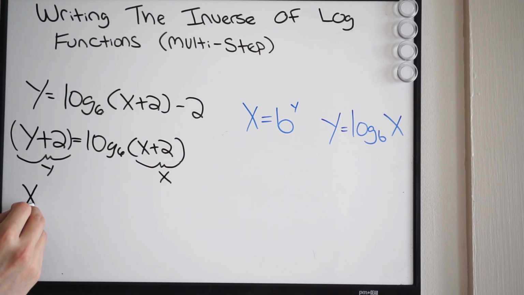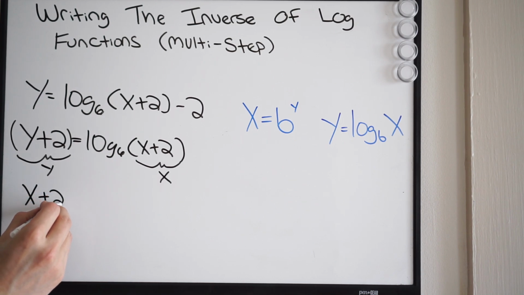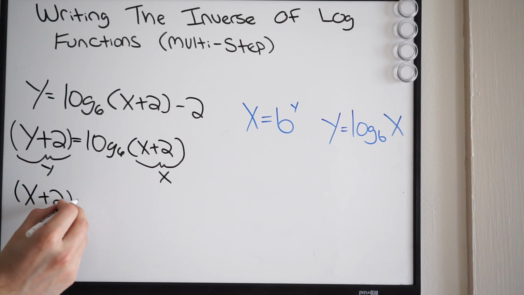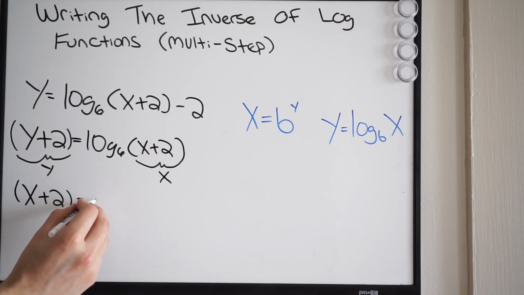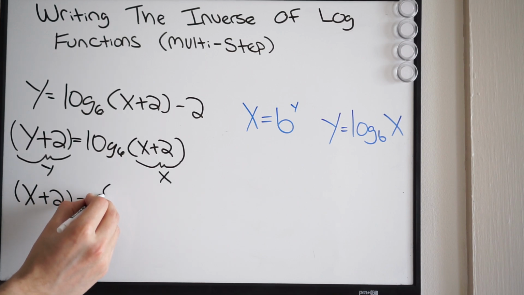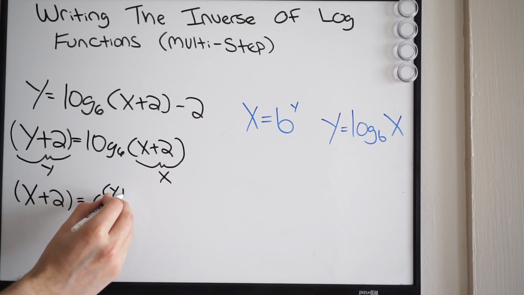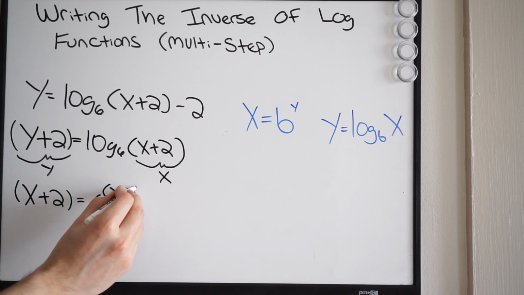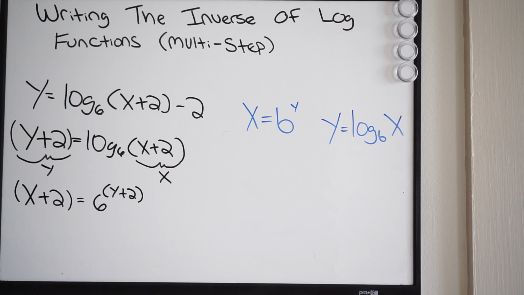So now we have x plus 2 equals 6. And we have y plus 2. Okay, good. Now it's in its exponential form.